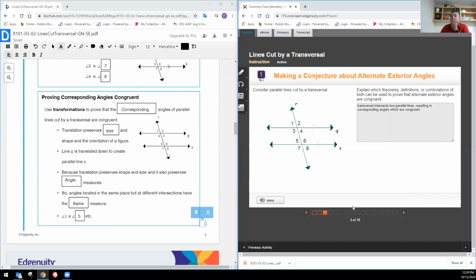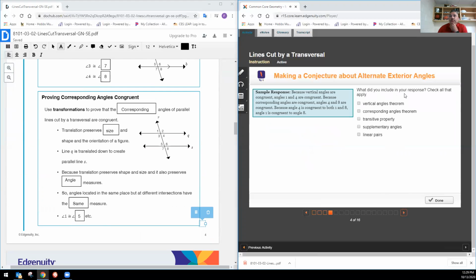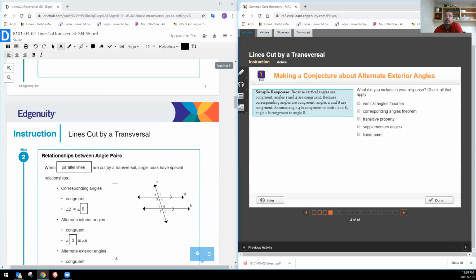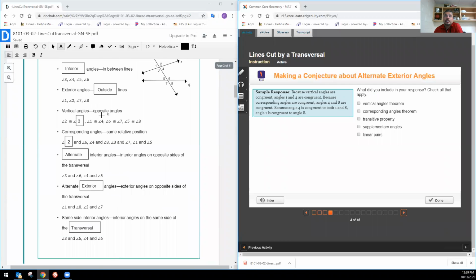There are many correct ways to prove that alternate exterior angles are congruent. Let's look at one way. Use what you know about angle relationships to prove that alternate exterior angles are congruent. Because vertical angles are congruent, let's go back up right here and look for our vertical angles on opposite sides. Those are all congruent. Angles 1 and 4 are congruent because vertical angles are congruent. Angles 4 and 8 are congruent because corresponding angles are congruent. So angle 1 is congruent to angle 8.